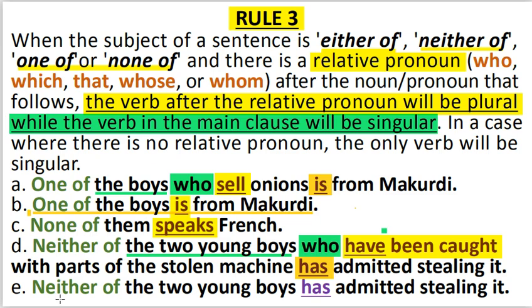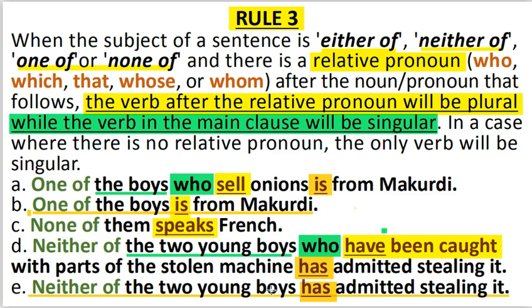Let's go to example E. Example E is from example D, but the difference is that in example E, there is no relative pronoun. Therefore, we have only one verb, and that verb is going to be in the singular form. Neither of the two young boys has admitted stealing it. Has. So whenever there is no relative pronoun, we will have only one verb, and that one verb is going to be in the singular form, as we have in this case, neither of the two young boys has admitted stealing it.